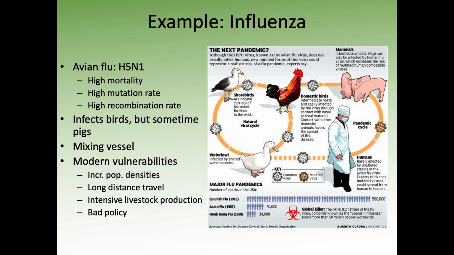And so, we've got a lot of things that make, and coronavirus has shown us this, that make us particularly vulnerable to these things. Increased population densities, long distance travel, bad public health policies. Not so much for coronavirus, but for flu, intensive livestock production is a major issue here, especially in Asia, where these flu viruses tend to have these natural cycles of co-occurring.